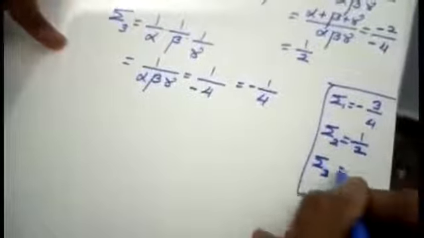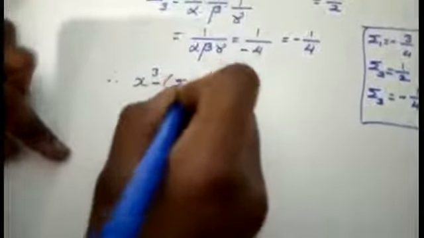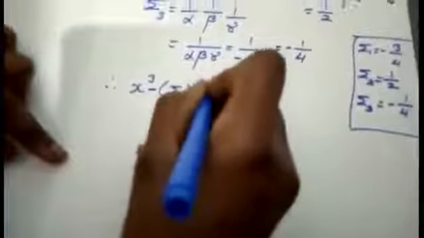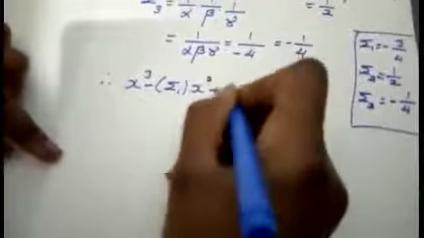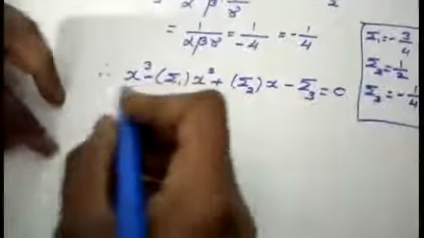Summation 3, I am getting the value as minus 1 by 4. Using this, I am going to form a cubic equation. To form a cubic equation, we are going to use this formula. Cubic means we are going to start with x cube, x cube minus summation 1 x square plus summation 2 x minus summation 3 equal to 0.